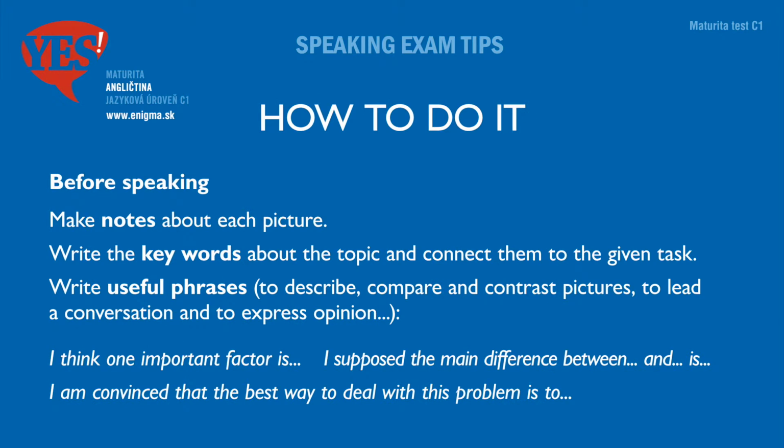Before speaking, make notes about each of the visual stimuli given. Do not write whole phrases, but only points. You certainly know something about the topic from your previous studying. Write the key words down, but connect them to the given task so that they are not just general ideas about the topic. It is useful to write useful phrases, to describe, compare and contrast pictures, to lead a conversation, and to express opinion.